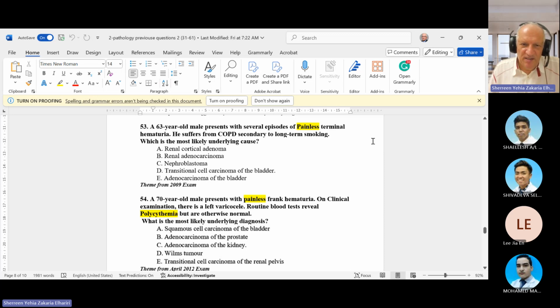It is important to remember what we mean by terminal. If the patient says, I have hematuria initially with urination, then most probably it is something in the urethra. If it is terminal, it can be from the kidney or from the bladder. Okay.